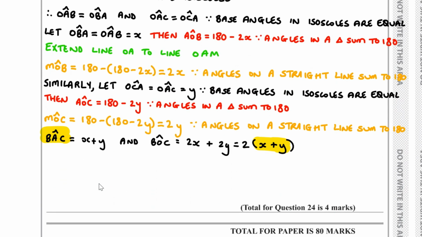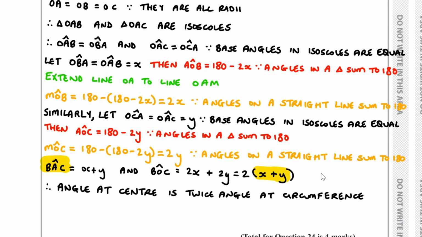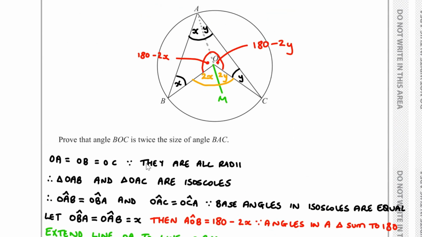So let's just write down a concluding remark. The angle at the centre is twice the angle at the circumference. So that is the proof as we see here.